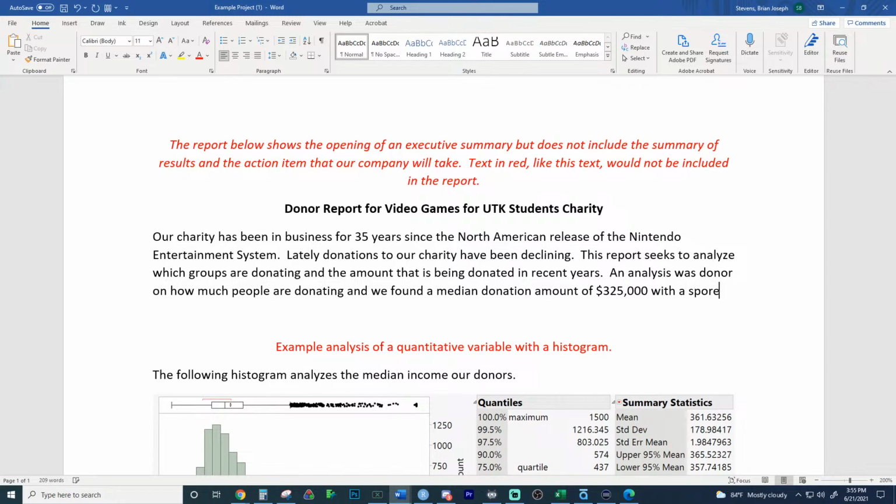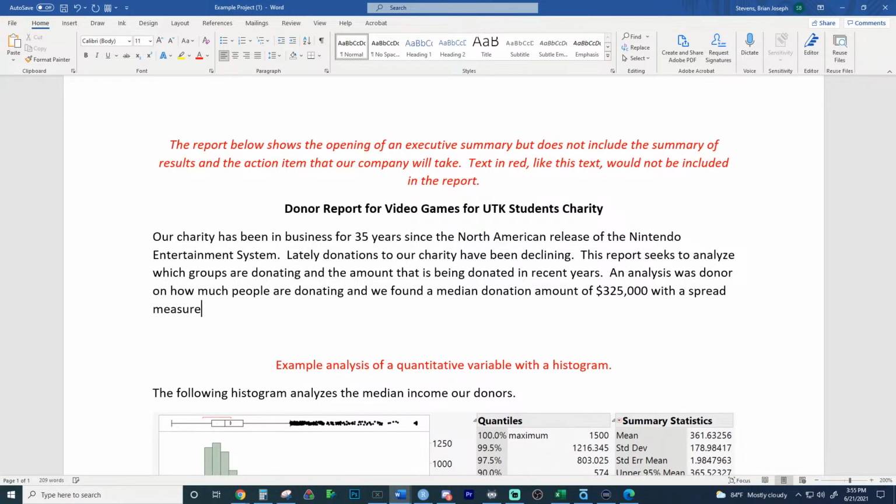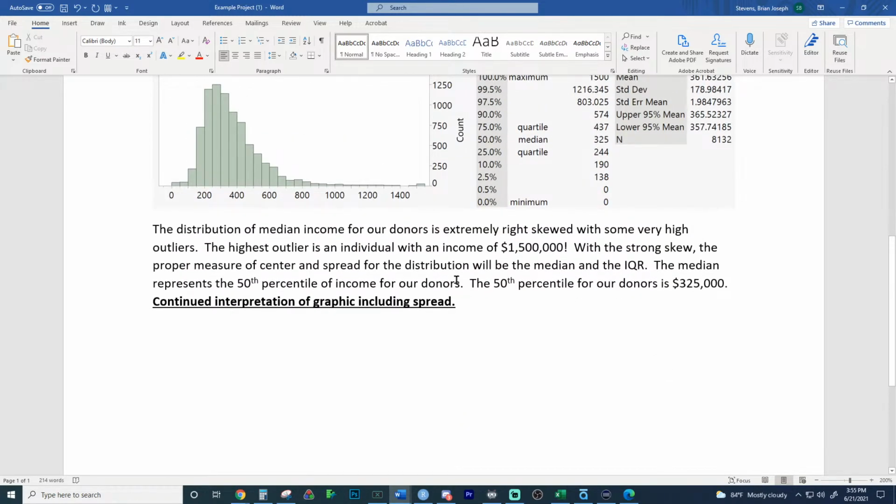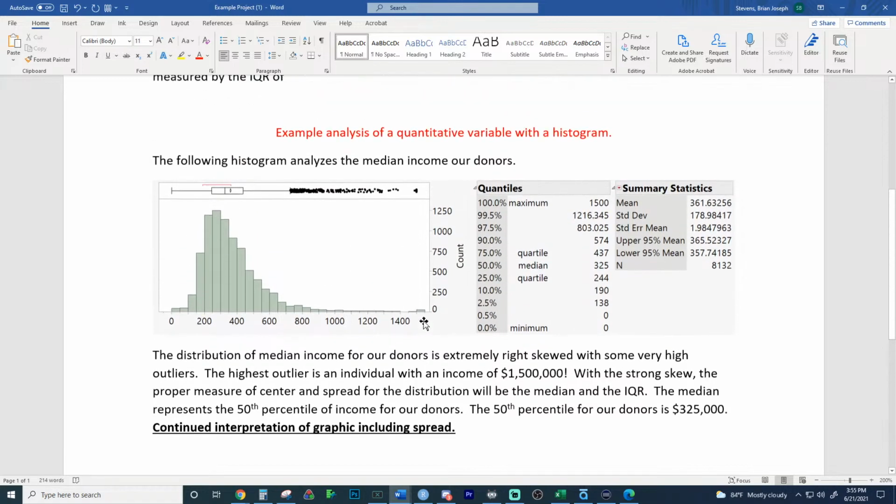And a median donation with a spread measured by the IQR of, no, what was the IQR? The IQR is, oh wait, where's the IQR? Did I put the IQR in here? Oh, I didn't interpret the spread. I said continued interpretation of graphic, including spread.